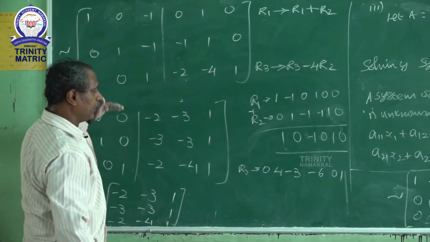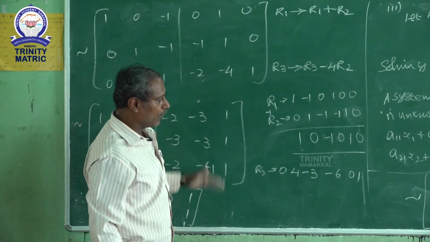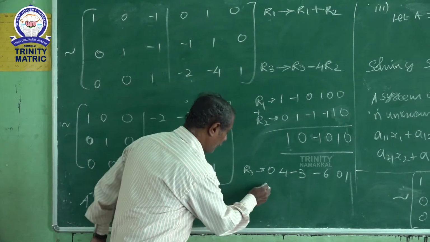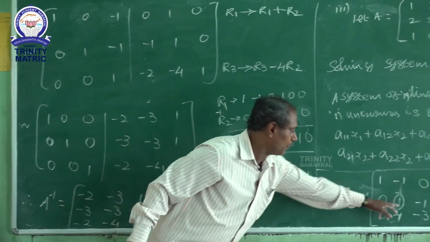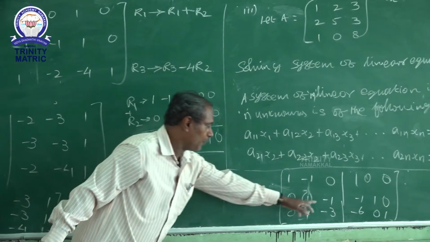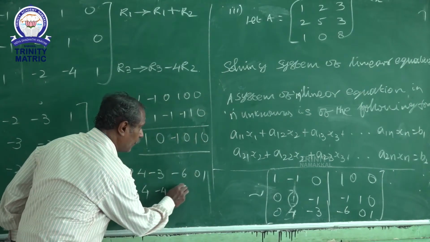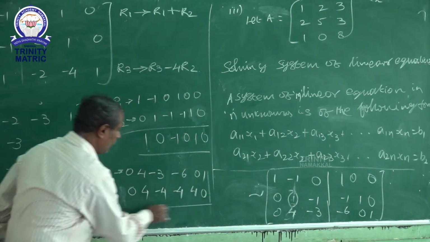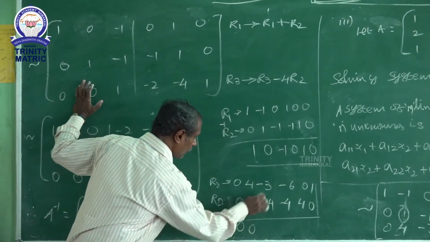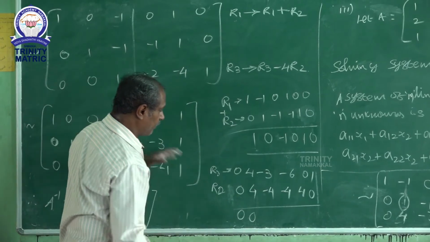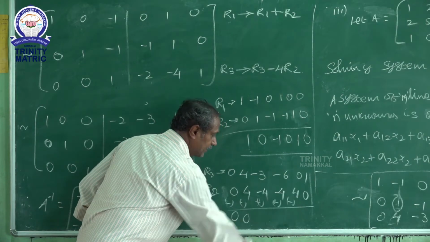Now we are multiplying R2 by 4, and we get 0, 4 multiplied by 4 is 4, and 1 times 4, then minus 4, 4, 0. So multiplying this, you will get 0, 4, minus 4, 4, 0. Then we are subtracting, R3 minus R2, so the signs change: minus becomes plus, plus becomes minus.